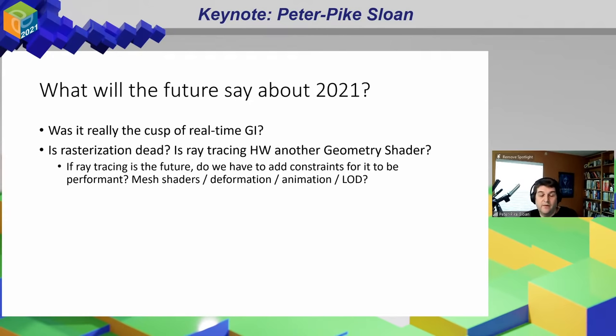Is rasterization dead? Hardware ray tracing is really exciting. Is it another geometry shader? Not from the standpoint that it's not solving a useful problem, but from the standpoint of whether variances in performance or other things are going to be so big that it's hard to use. If ray tracing is the future, do we have to add constraints for it to be performant? Mesh shaders, for example, which are sort of the spiritual successor of that Altman talk I referred to, want to deform things in a way that's not super BVH friendly. So all the subtle animation and deformation, maybe you need to back off on that if you really want to push on ray tracing, because it doesn't handle those kinds of changes as well as conventional engines.